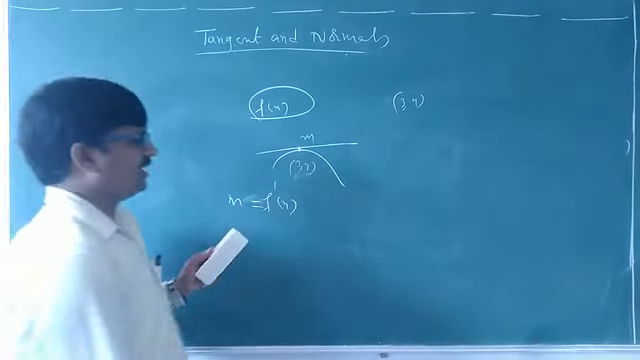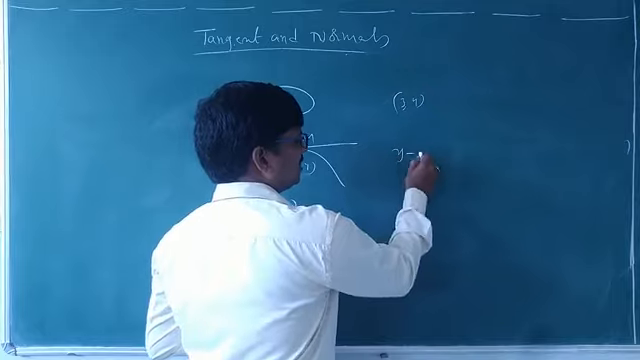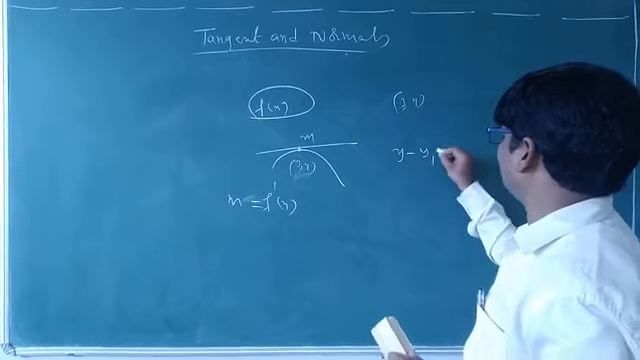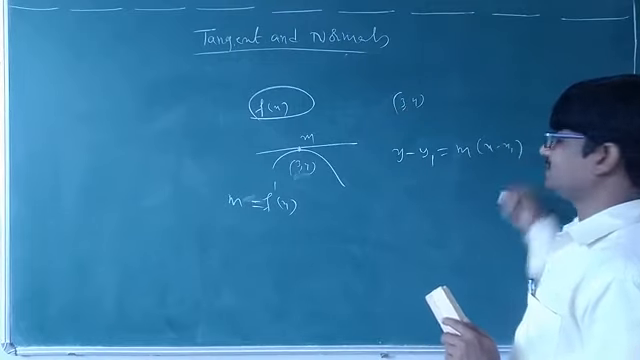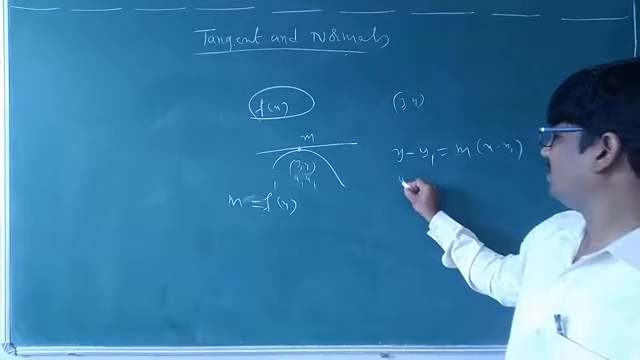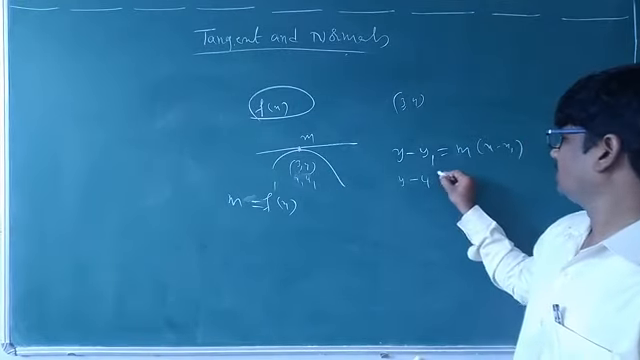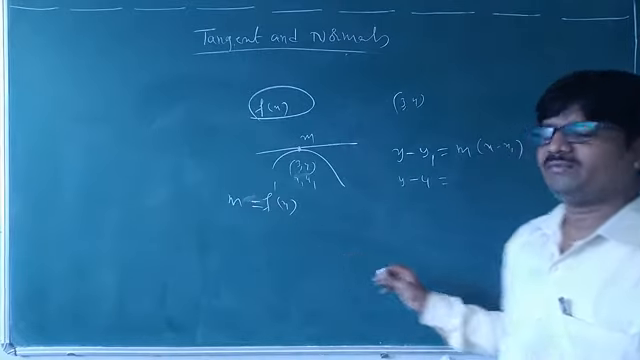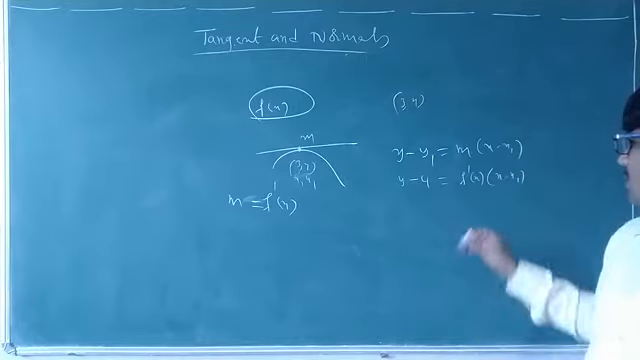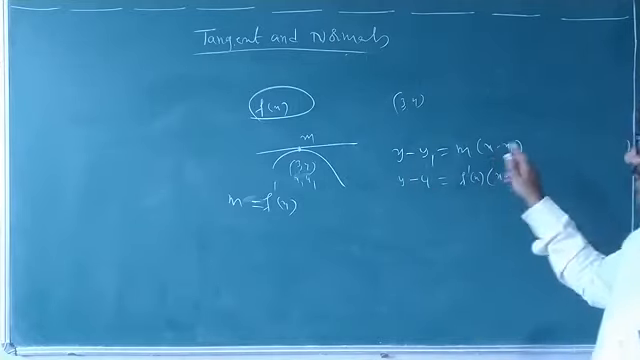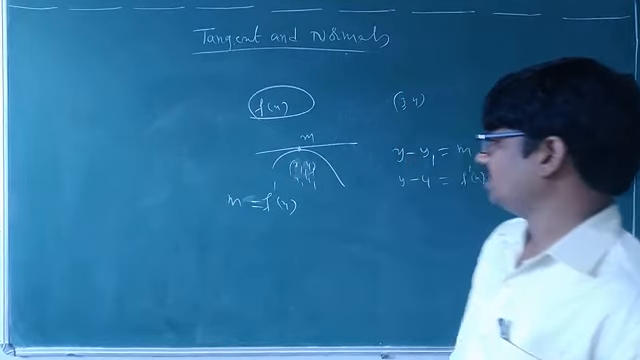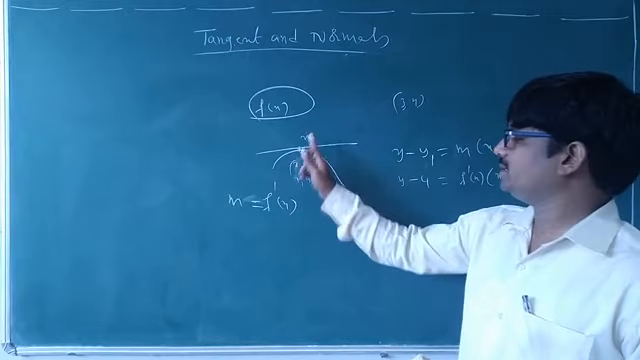Now we have to find the equation of the tangent. What is the formula? Tangent means nothing but a straight line. So y minus y1 is equal to m into x minus x1. Here the point given is x1, y1, so y minus y1, which is 4, is equal to m, which is f dash of x, into x minus x1. Don't take the point, just take x1 and y1. The point is there and the slope is f dash of x.